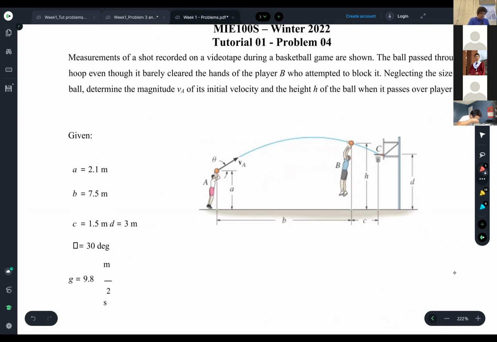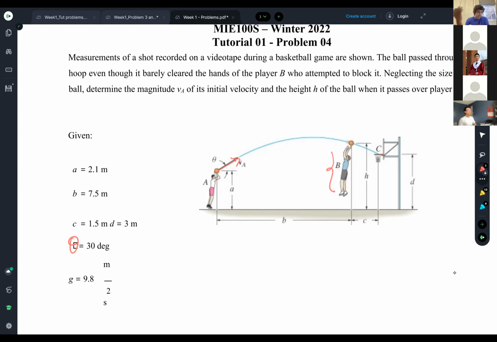Okay, there's a little correction. This is theta. Let me explain the problem to you. This guy is trying to shoot a basketball, okay? And when he's trying to shoot it, the ball barely clears the hand of this guy. What does it mean by barely clear? That means it just crossed over his hands, right?